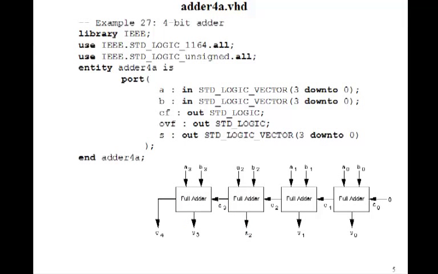So let's write a 4-bit adder VHDL program. Here's the entity, input A, standard logic vector 3 down to 0, input B 3 down to 0. The outputs will be the carry flag, CF, the overflow flag, OVF, and the output sum S 3 down to 0.